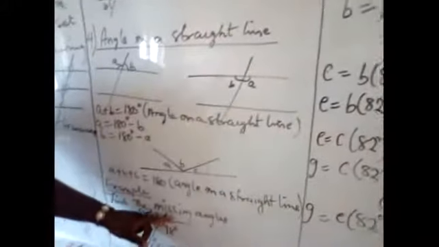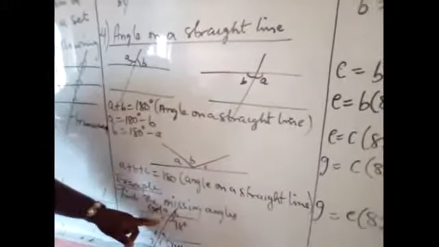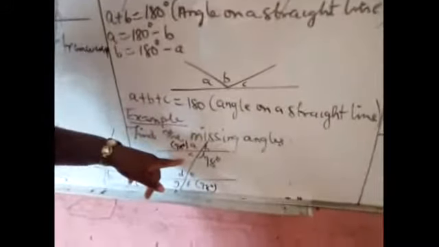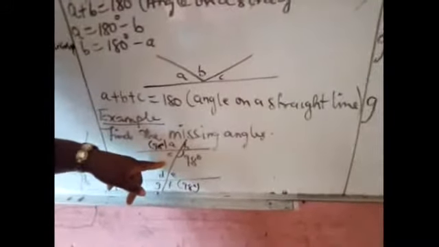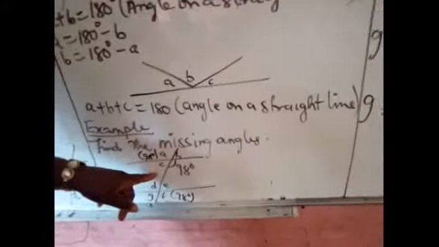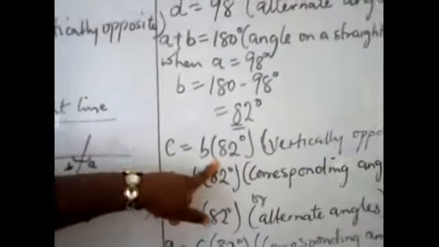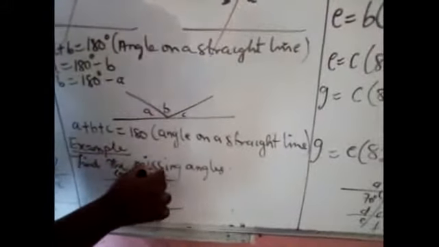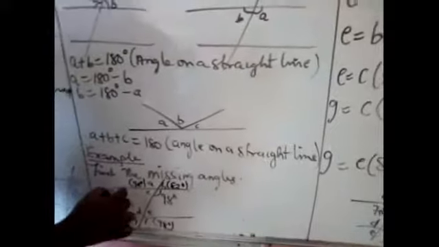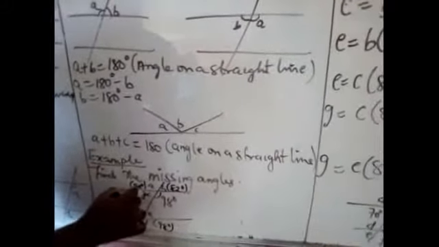Having found B, you look at this, B is vertically opposite to C. We say C, which is yet to be found, is equal to the alphabet B, which has been found. C equals B, which has been found. Then in brackets, you write the value of that B, which has been found to be 82 degrees. Reason: because they are vertically opposite. We write it 82 degrees.